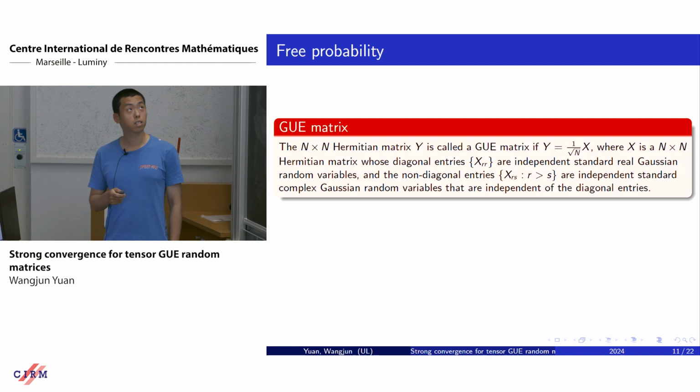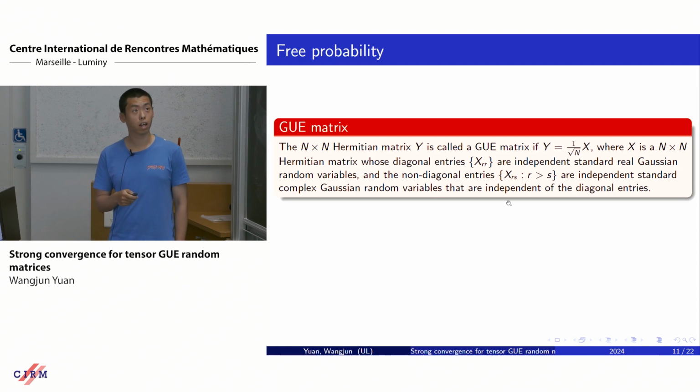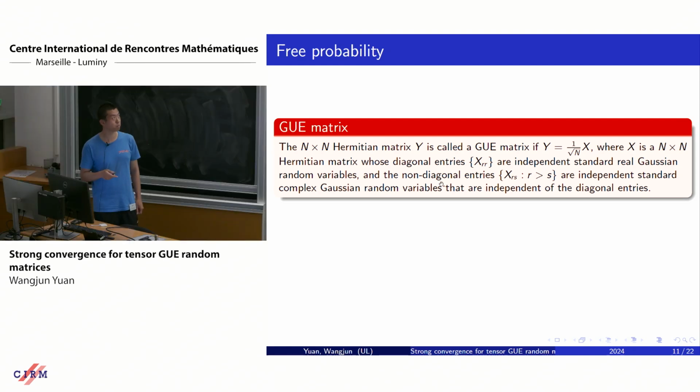Okay, next, let's turn to another important example, which is known as the GUE matrix. I think the GUE matrix was introduced this morning, so let me briefly go through the definition. A GUE matrix is a Hermitian n by n matrix, normalized by a factor of 1 over the square root of the dimension. Without this normalization, the entries of X are IID standard Gaussian. On the diagonal, they are real, and on the off-diagonal, they are complex. They are independent up to the Hermitian structure.